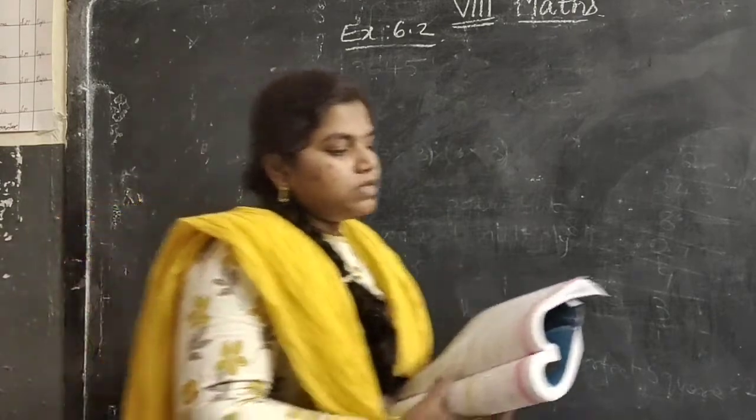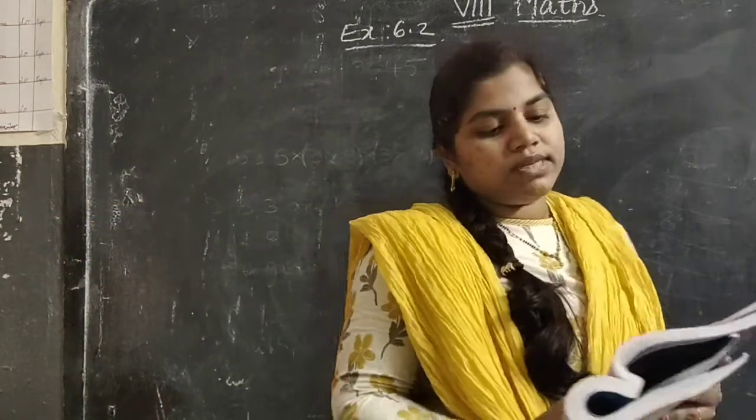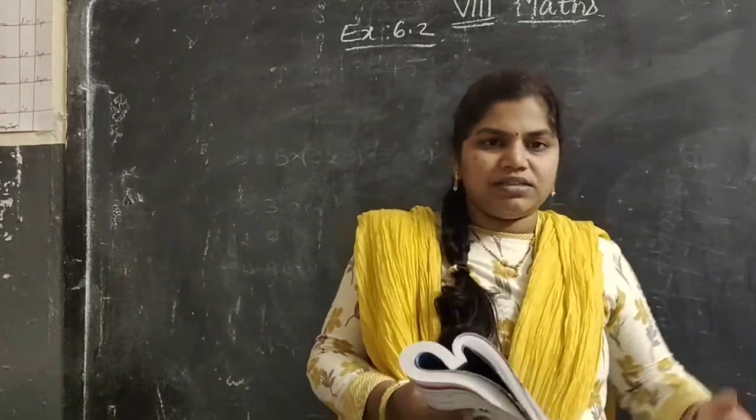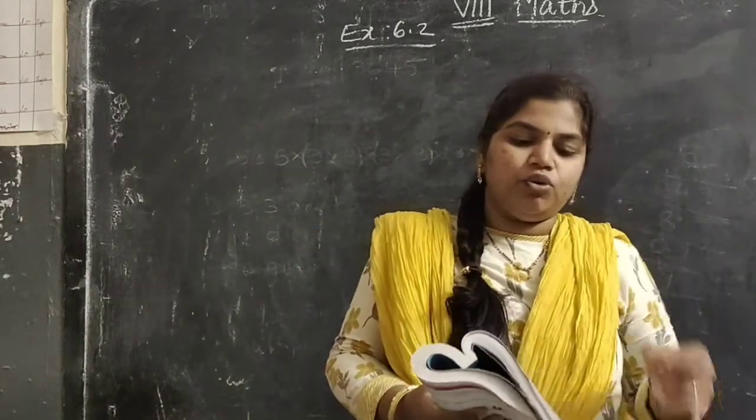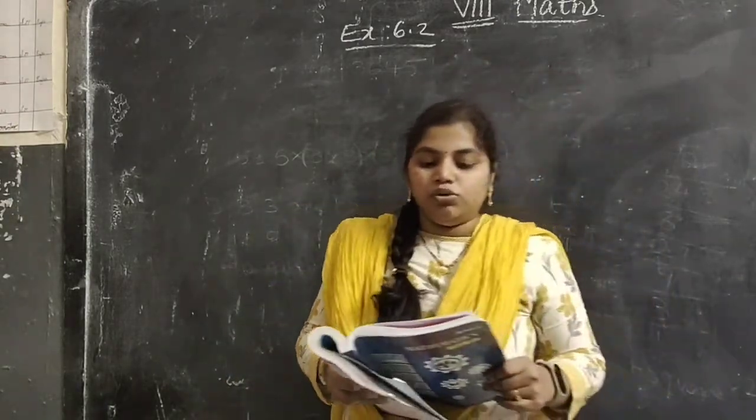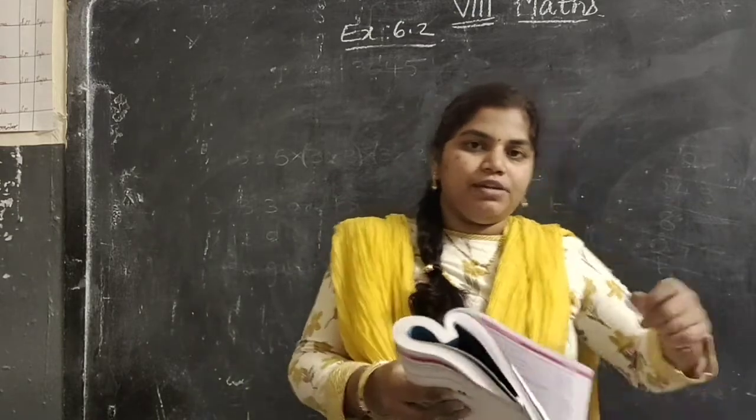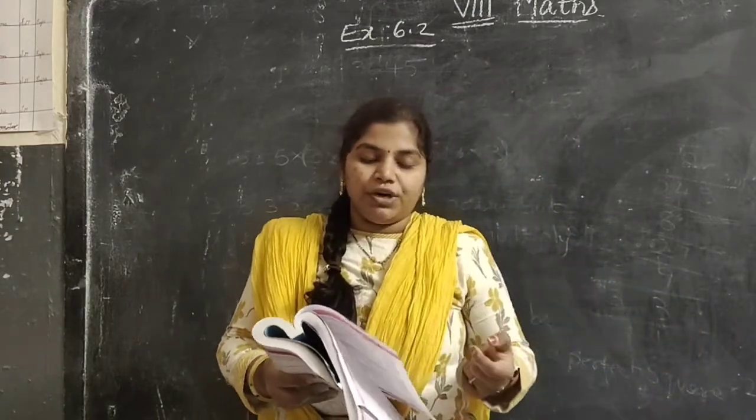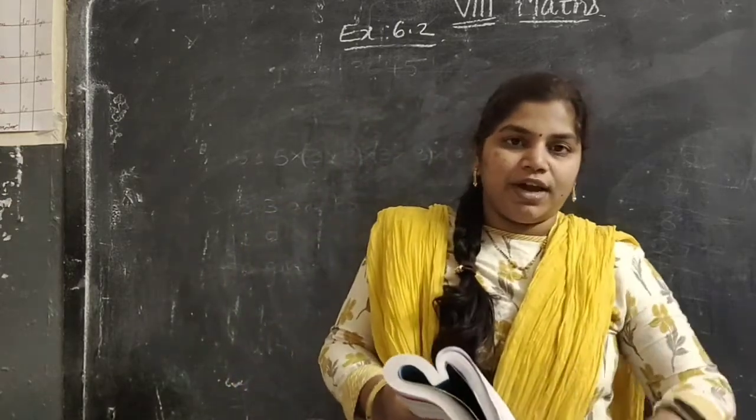Next, find the smallest number by which 2400 is to be multiplied to get a perfect square. Again, the same question has repeated, only the number has been changed. And also find the square root of the resulting number. After making this 2400 into a perfect square, what result will you get? For that you have to find the square root.